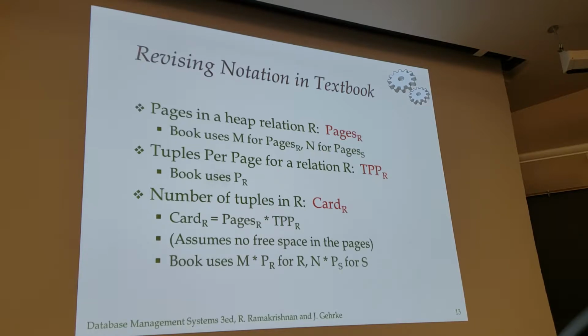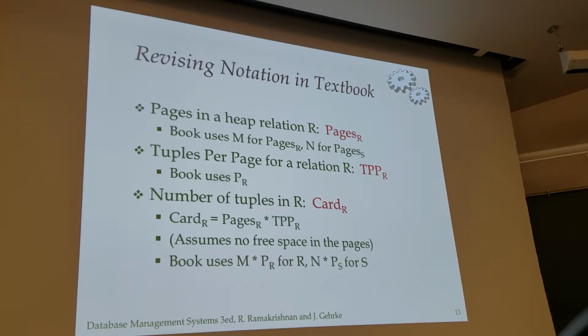We're going to talk about the number of pages in the table. We're going to talk about the number of tuples in the table. We're going to talk about the number of tuples per page in the table. And we'll have two tables, which are going to be R and S, which amusingly enough stands for reserves and sailors. So we're going to have tables R and S, reserves and sailors. And so the book talks about M as being the pages in R. I'm going to write pages sub R.